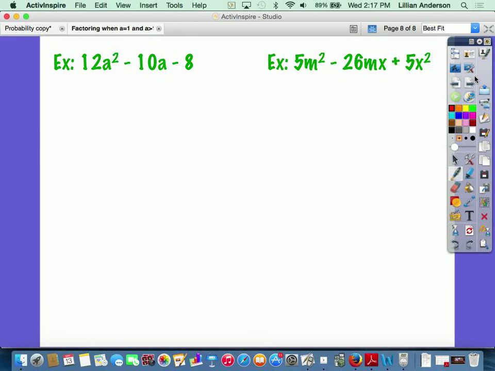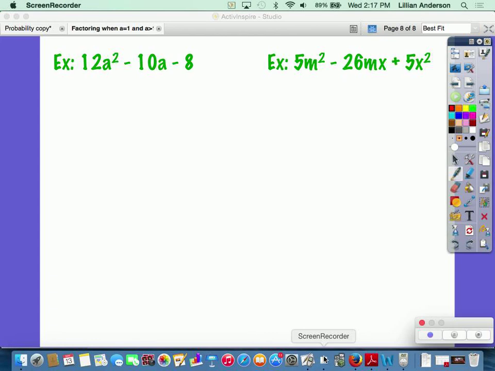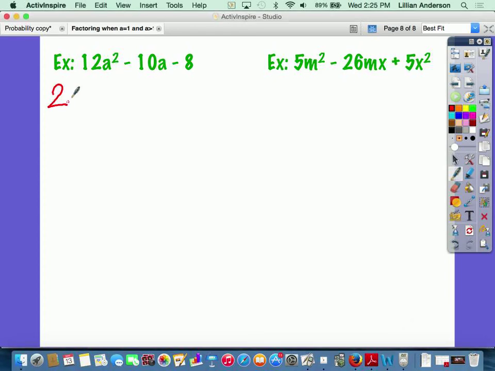Pause this video and try these two. Okay, so hopefully you took a second to pause the video and try these problems out. Your first step is you look for your GCF. There is a GCF in this particular problem, a 2. So hopefully you factored that out, and you got 6a squared minus 5a minus 4. So that's the first step. You check for your GCF.